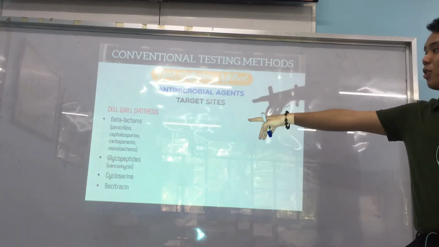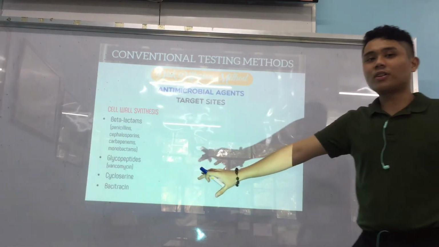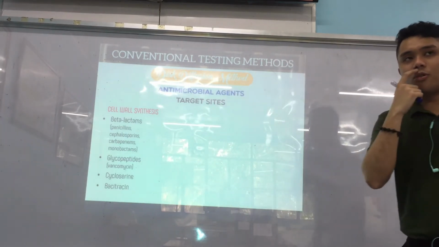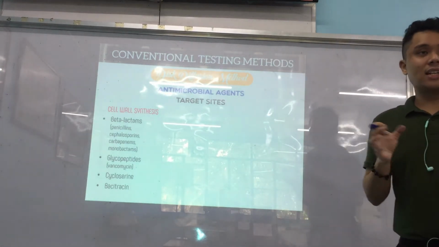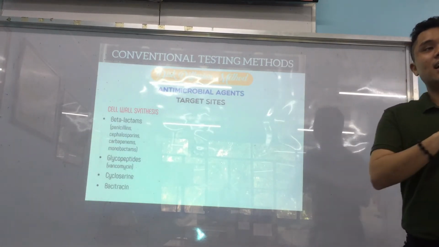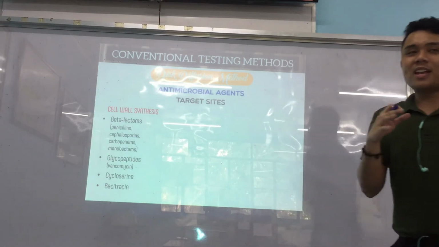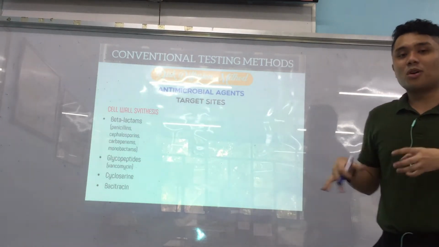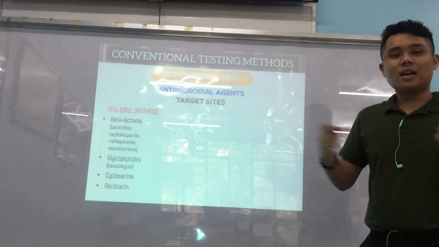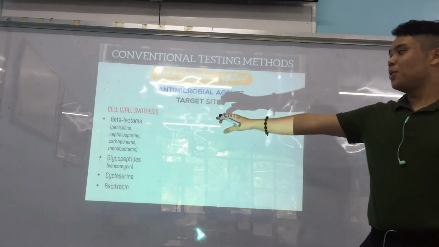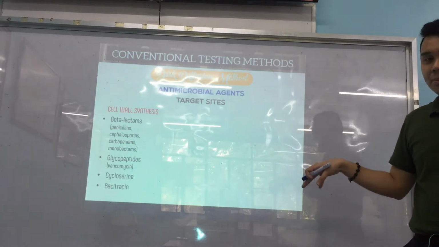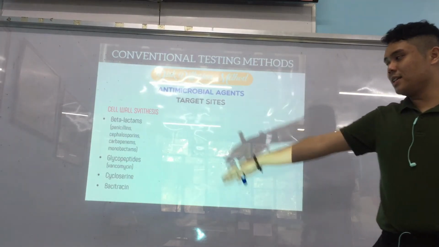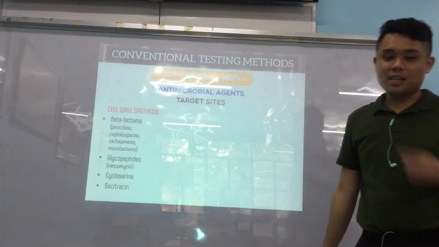The first one is cell wall synthesis. These are antibiotics that target cell wall synthesis. The antibiotic can release enzymes against a particular component of the bacterial cell wall to disrupt it, and of course the bacteria die. Examples: beta-lactams, penicillins, cephalosporins, carbapenems, and monobactams. You have glycopeptides, vancomycin, cycloserine, and bacitracin.